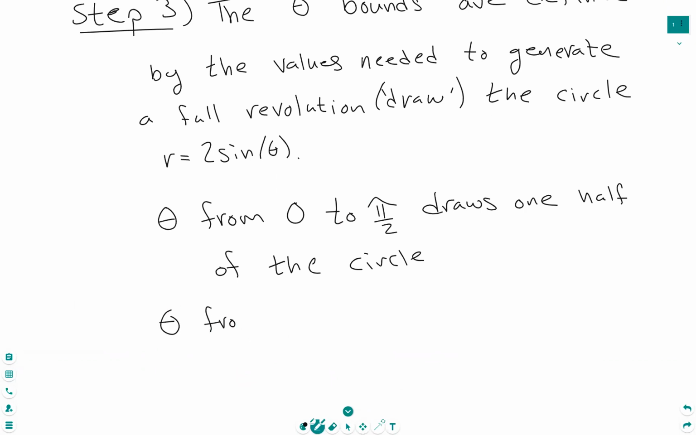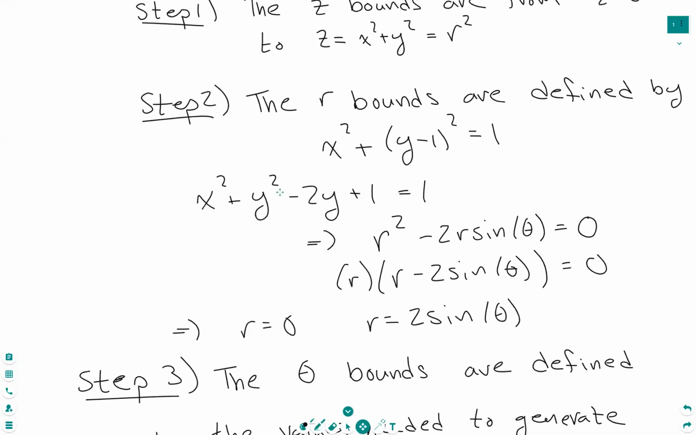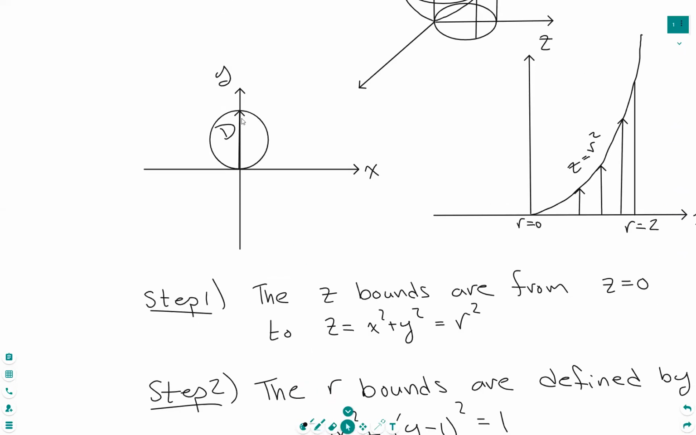So theta from pi over 2 to pi draws the other half. If you go back to our drawing here, I'm at pi over 2, and now sine is getting smaller until it reaches pi, where it finally gets to 0 again. So it only takes 0 to pi to draw this object.